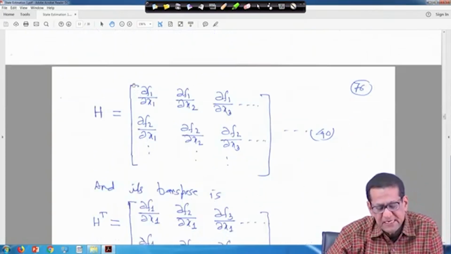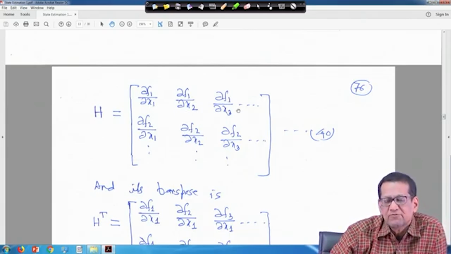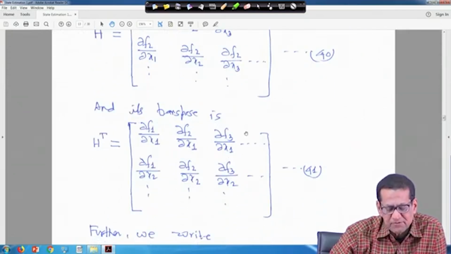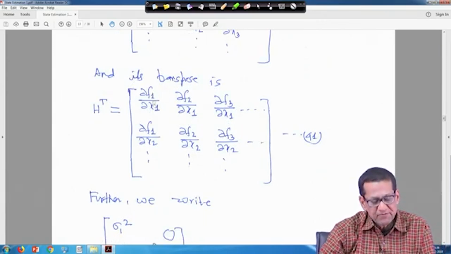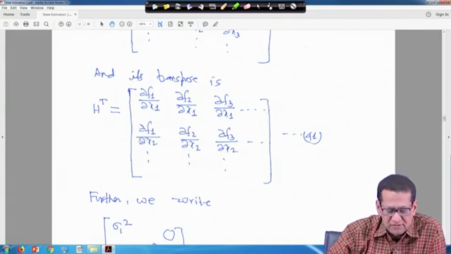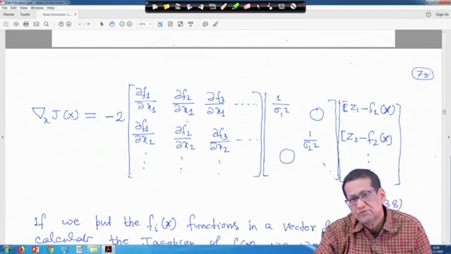This H can be written as delta f 1 upon delta x 1, delta f 1 upon delta x 2, delta f 1 upon delta x 3 and so on, up to the nm measurements you have. Similarly, delta f 2 upon delta x 1, delta f 2 upon delta x 2, delta f 2 upon delta x 3 and so on. If you take the transpose of this matrix, H transpose will be delta f 1 upon delta x 1, delta f 2 upon delta x 1, delta f 3 upon delta x 1 and so on. Then delta f 1 upon delta x 2, delta f 2 upon delta x 2, delta f 3 upon delta x 2 and so on. That means this will be H transpose.